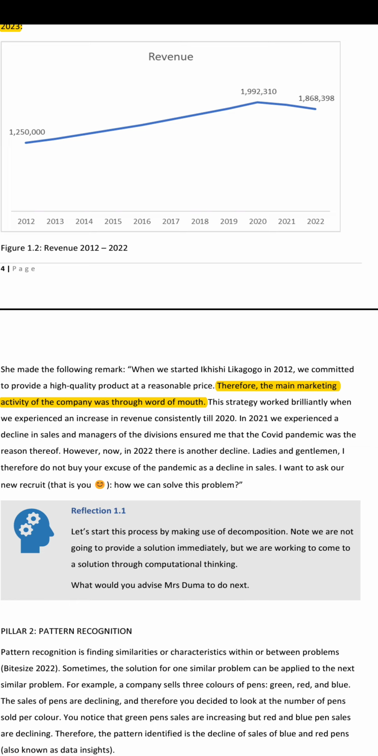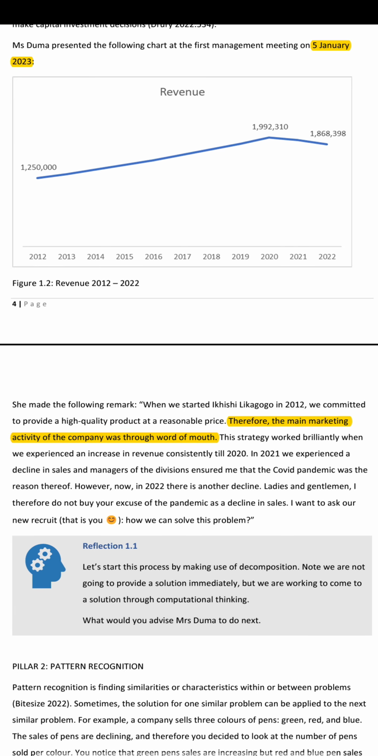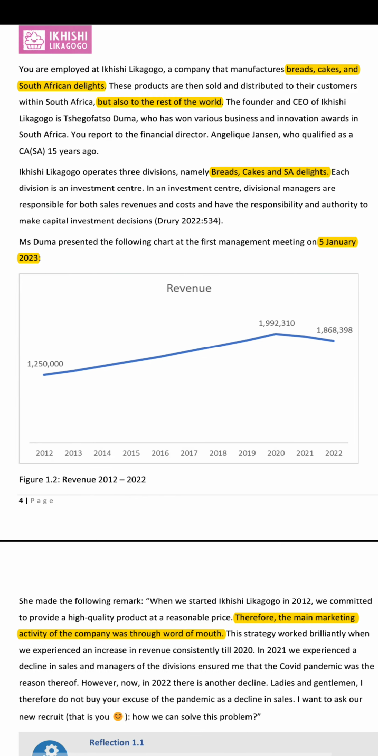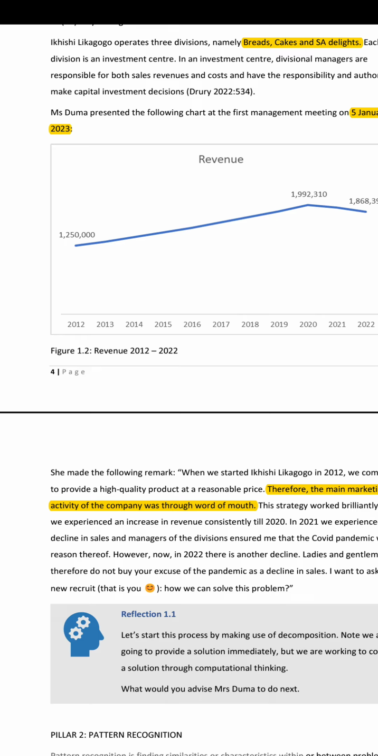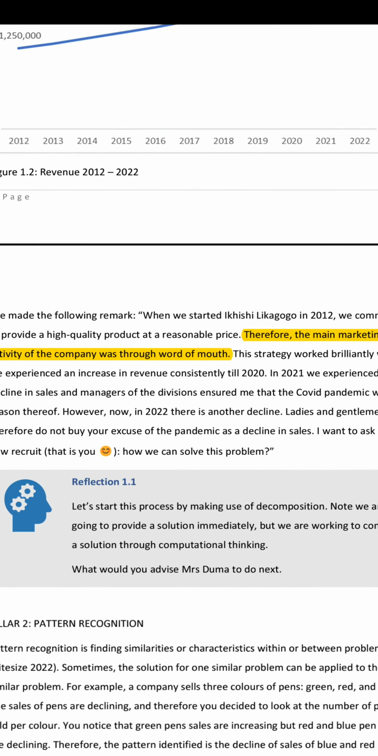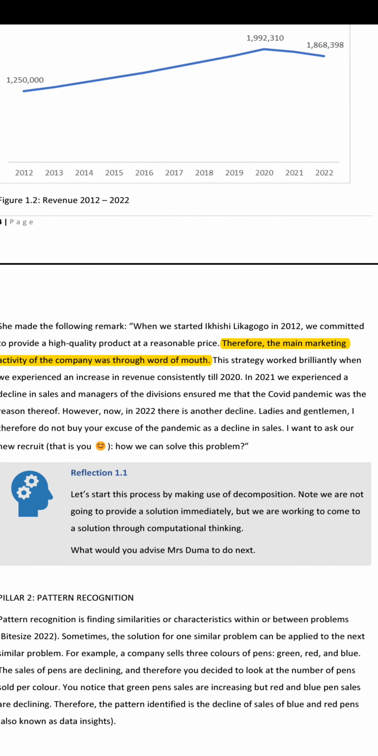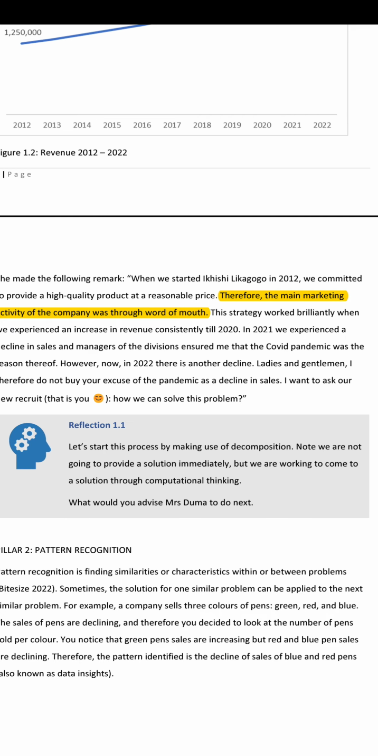So what would you advise Mrs. Duma to do next? She was Ms. Duma a little bit before, and now she's Mrs. over there. So, yeah. Okay, life is moving fast, clearly.